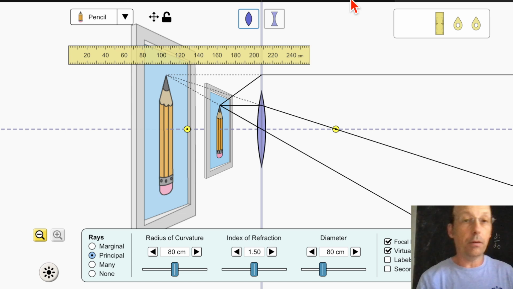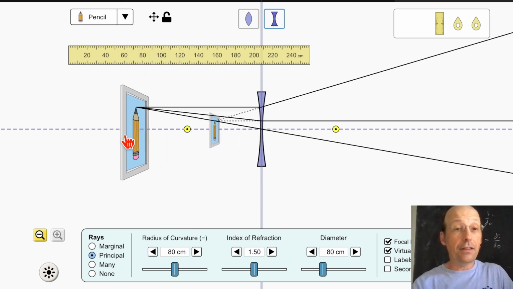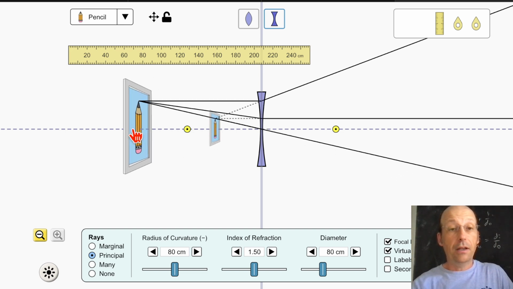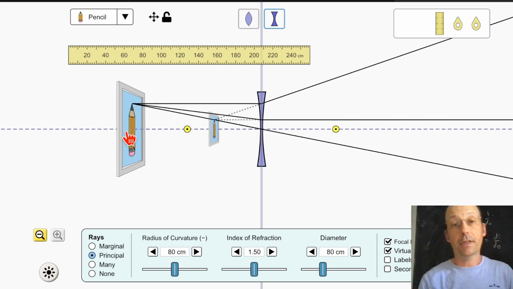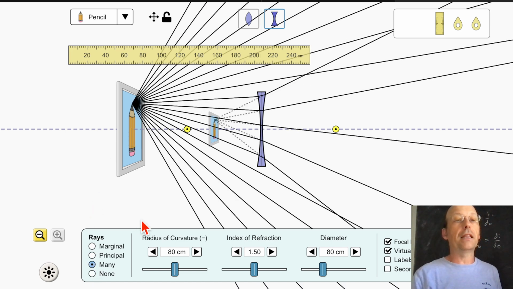If you want, you can make this a diverging lens, and you can see here that there's nowhere I can put this that would make a real image. Okay. So you should play around with that because it's pretty cool. You can also do this, it's kind of nice, there's many light rays, right? They don't all pass through the lens, but there's that.